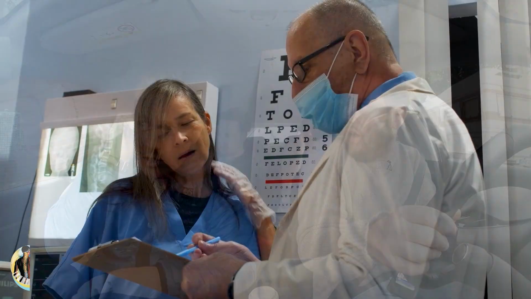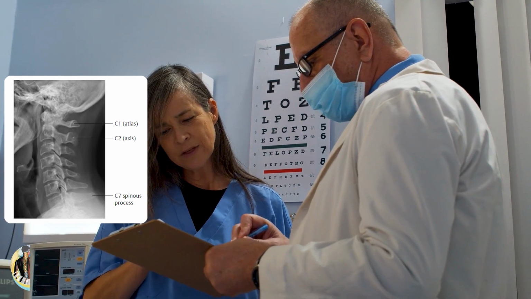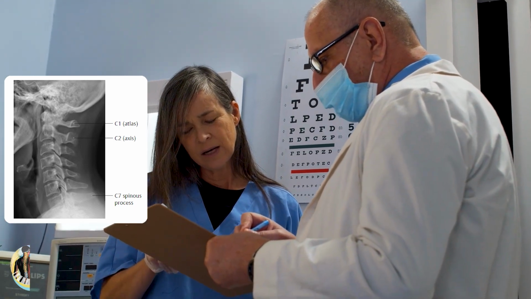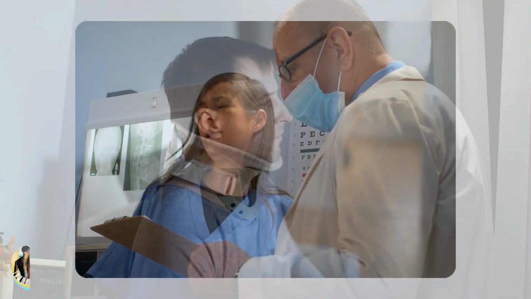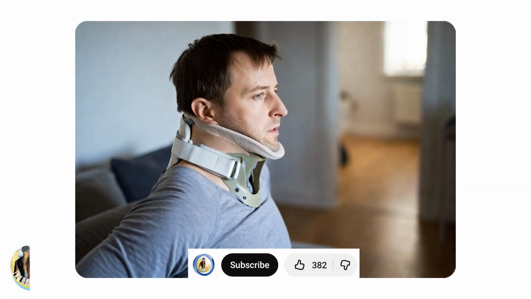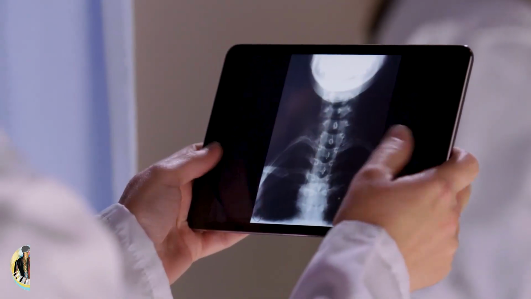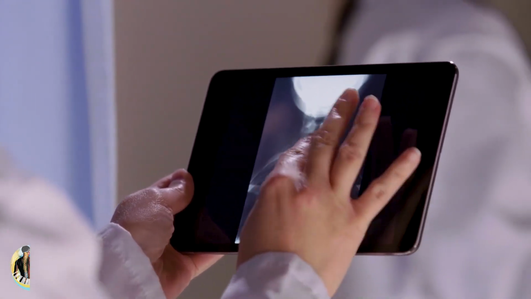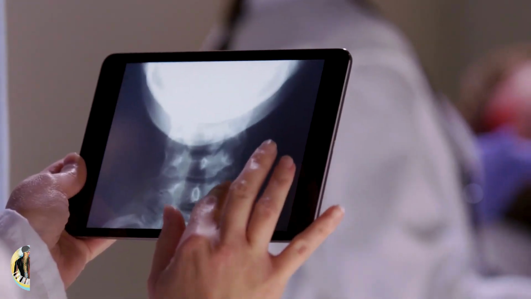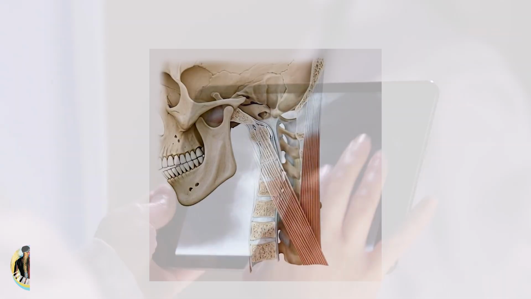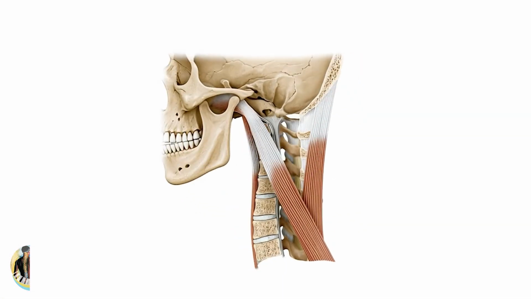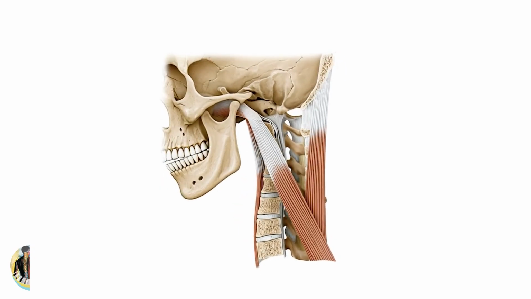You rush to the emergency room, they take some pictures, and the doctor walks in and says, "Good news, the X-ray is normal." But you don't feel normal, you're in pain. This is the classic scenario for a whiplash injury. And here is the problem. Normal on an X-ray just means you didn't break a bone. It tells us nothing about the soft tissues, the muscles, the ligaments, and the discs that actually took the brunt of that impact.